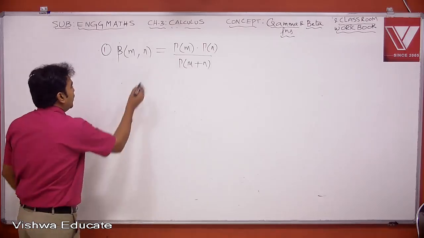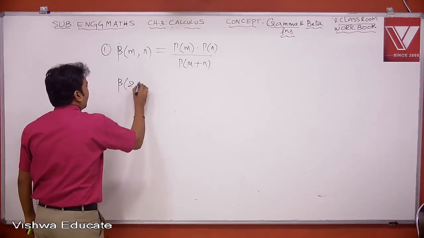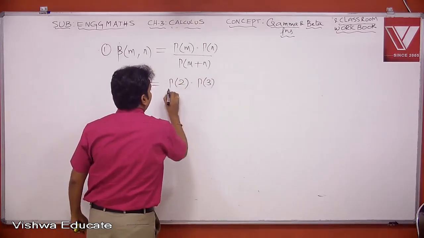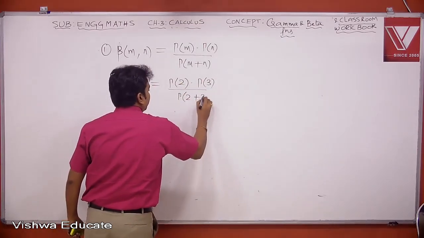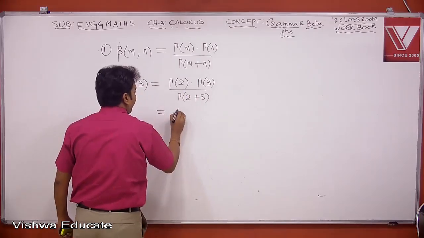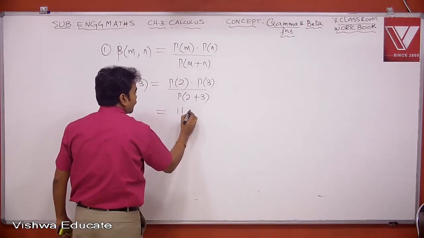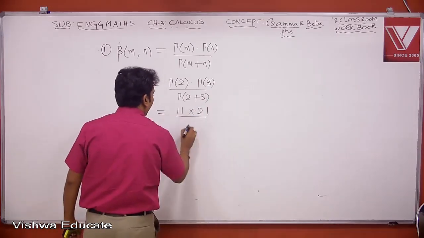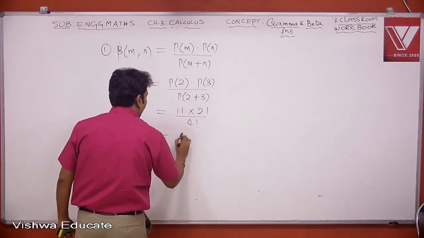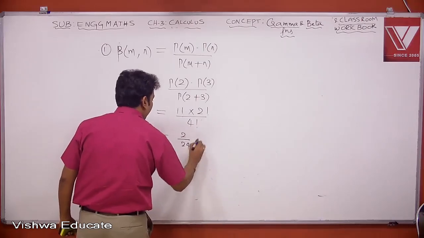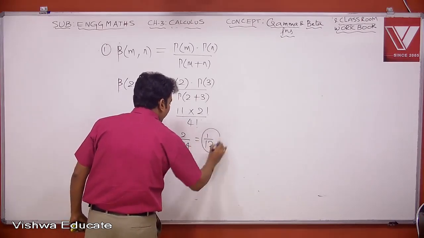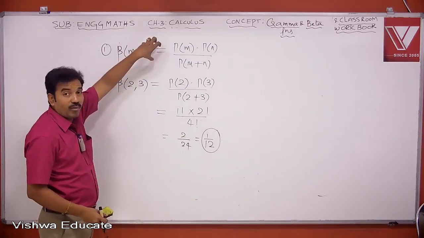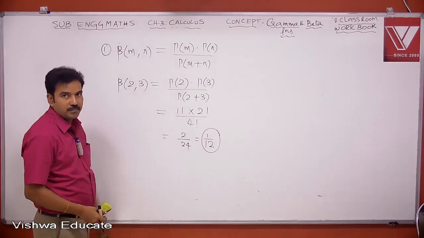So previously we calculated beta of 2 comma 3. So this is gamma of 2 into gamma of 3 divided by gamma of 2 plus 3. Here gamma of 2 is 1 factorial because gamma of n is n minus 1 factorial. Gamma of 3 is 2 factorial, divided by gamma of 5. This is 4 factorial. So 2 factorial is 2, 4 factorial is 24. This value is 1 by 12. We proved it earlier too: beta of 2 comma 3 is 1 by 12. So this is a strong relation between beta and gamma functions.